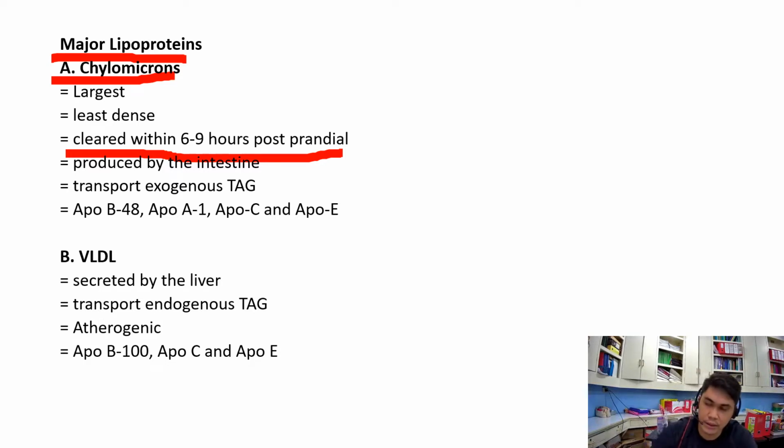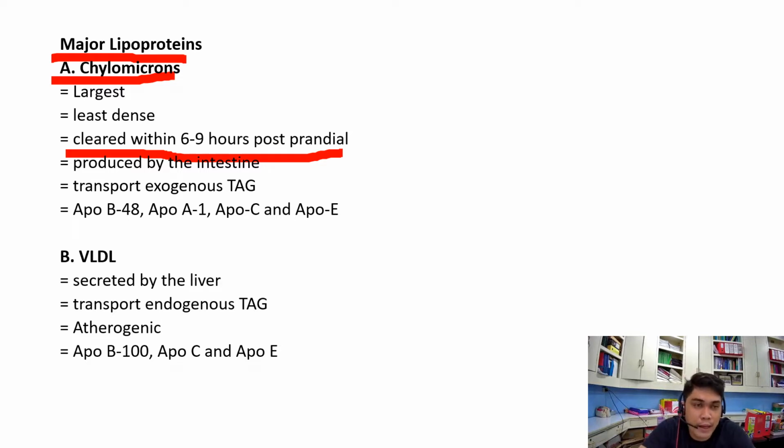For lipoprotein measurements, specifically for LDL and VLDL, you need to fast for at least 12 hours. And chylomicrons are usually removed from your system 6 to 9 hours postprandial, or 6 to 9 hours after eating.